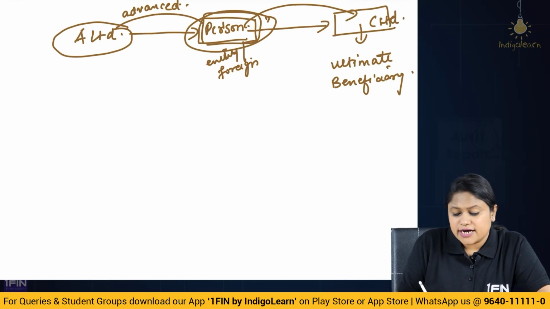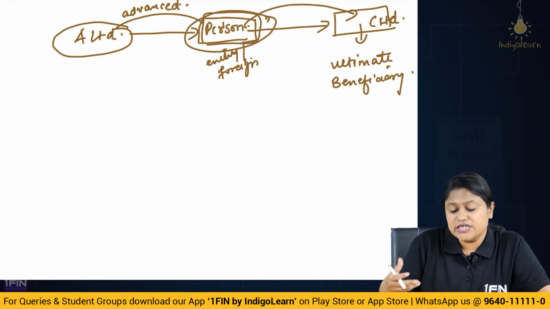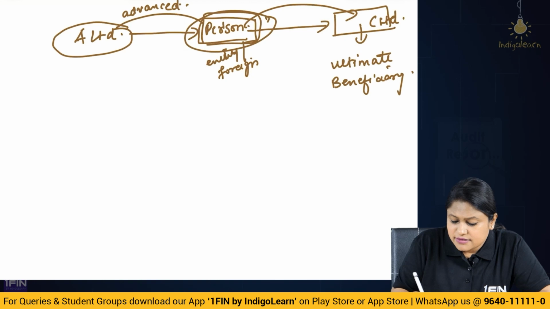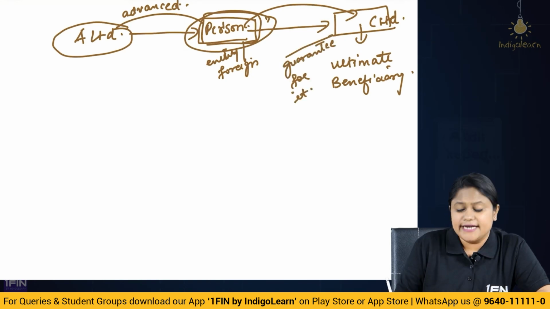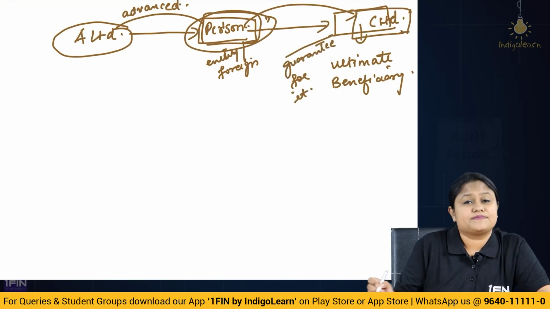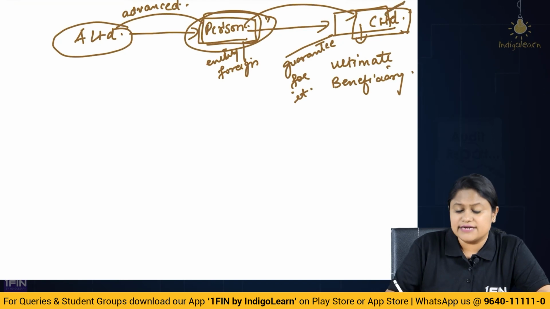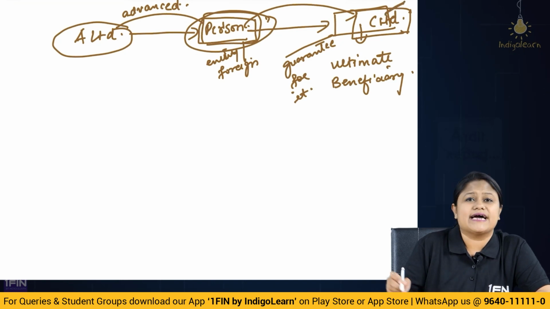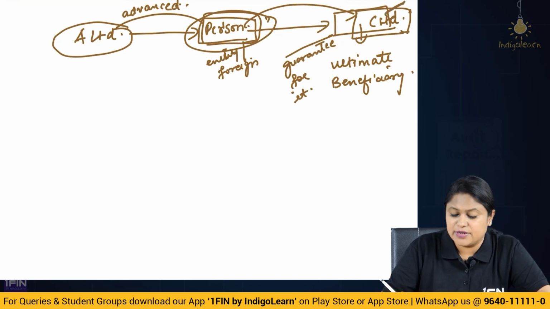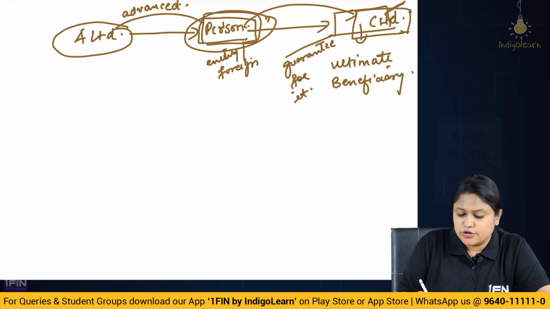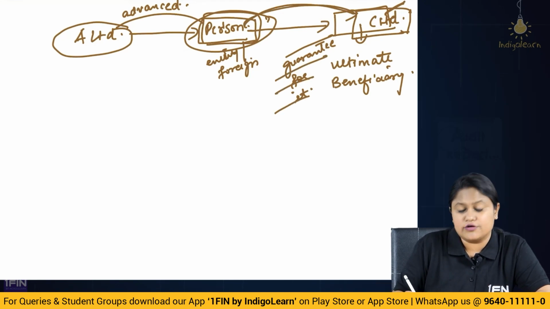Or do not advance this money to C Limited, but rather whatever borrowings which C Limited is taking, you can provide a guarantee for it. Guarantee on behalf of the ultimate beneficiary. For whatever loan they have taken, you can stand as the ultimate guarantor. Okay, provide a guarantee on behalf of C Limited. So either you advance a loan or you stand as a guarantee for them.